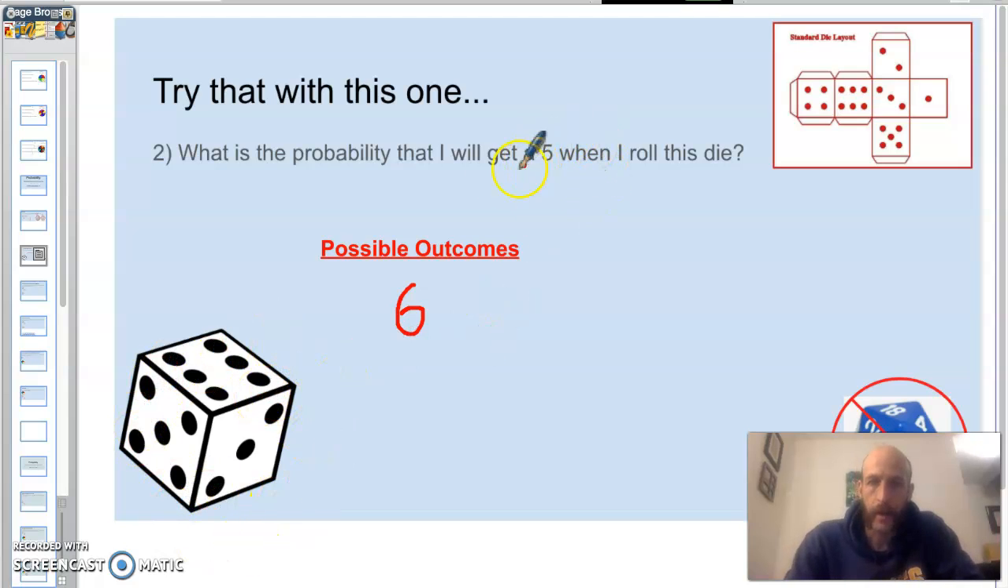Okay. The question says, what is the probability that I get a 5? There is only one 5 on a die. So the probability of getting a 5 is just 1 out of 6. Okay, pretty straightforward from last week. All right. Now let's move on to combining these two.